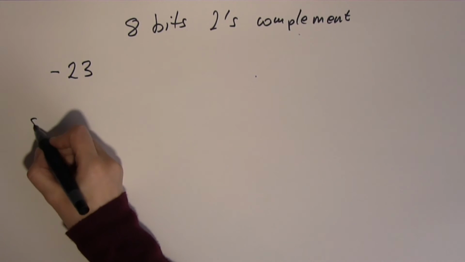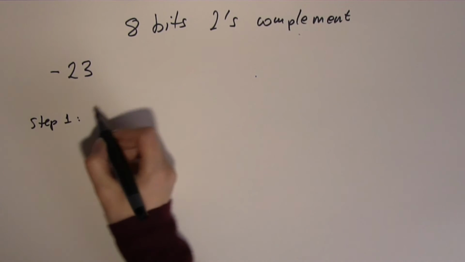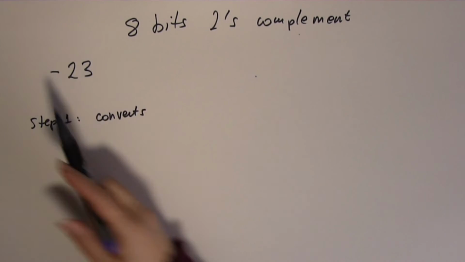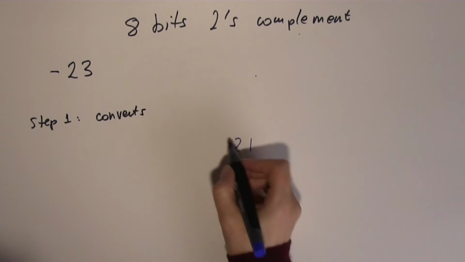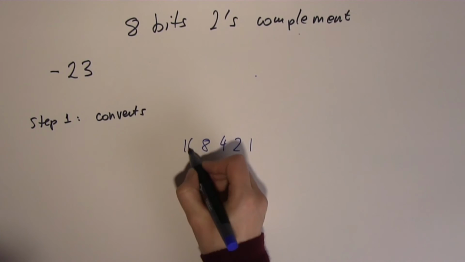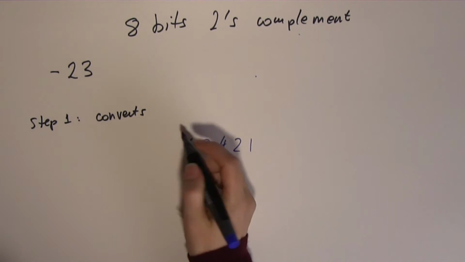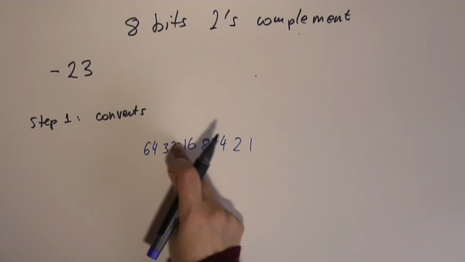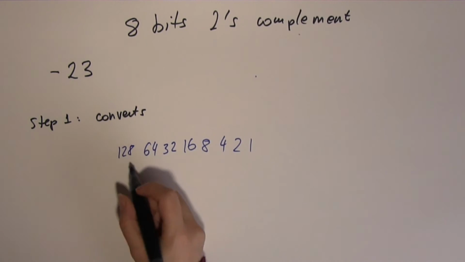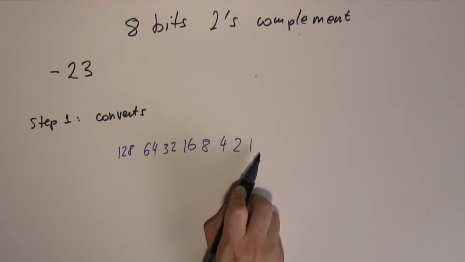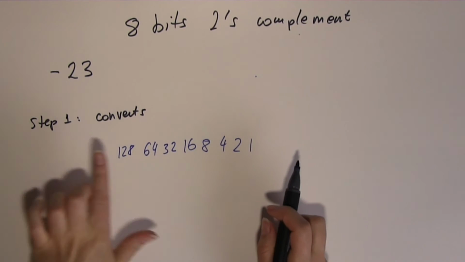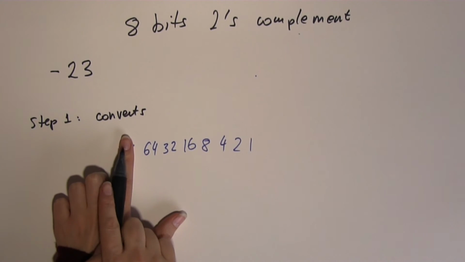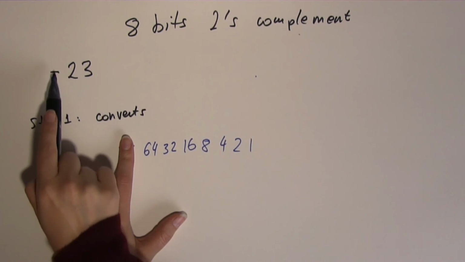Now step 1 is convert. So 8 bits, so we need 1 2 4 8 16, that's 1 2 3 4 5, 32, 64, 1 2 3 4 5 6 7, and we need one more. So we need all of the 8 bits. Now that kind of shows you the first bit obviously will be used for the sign, so that is not a place value, because that's been reserved for the sign, either positive or negative.